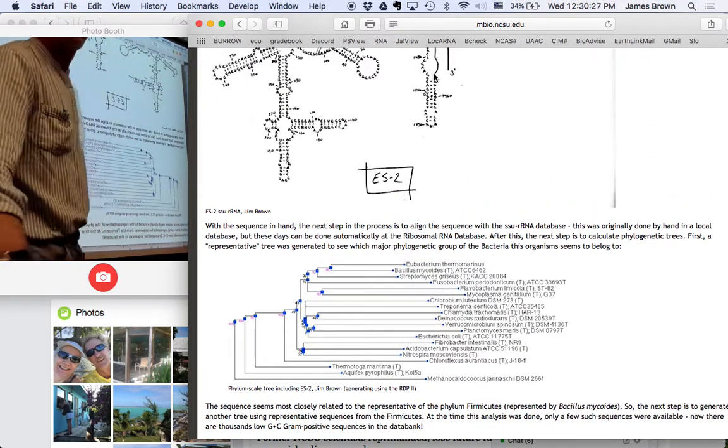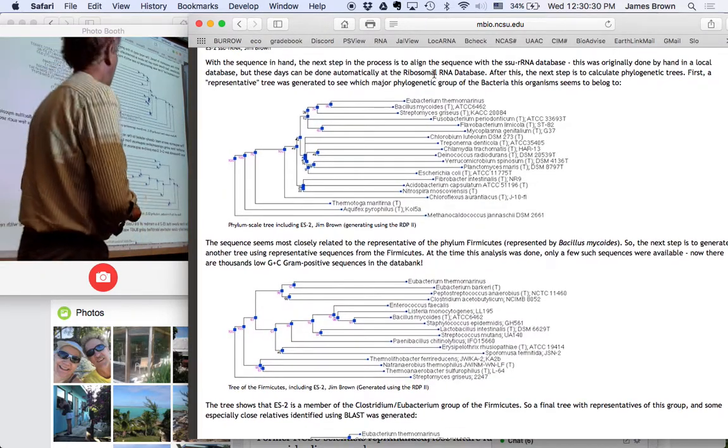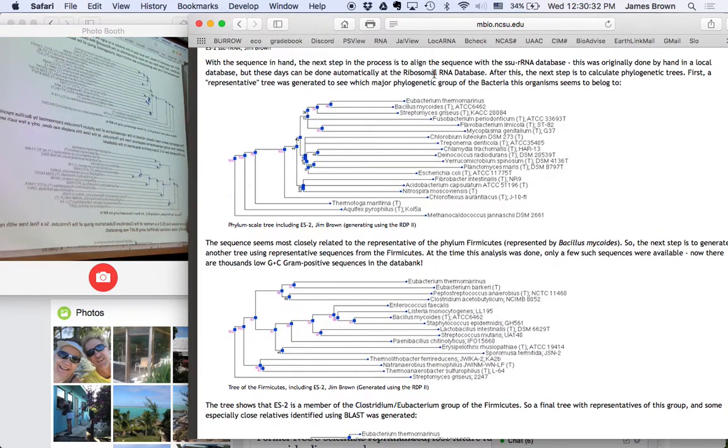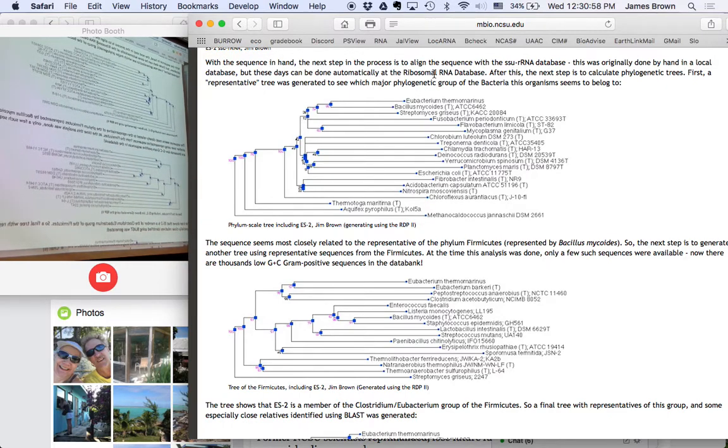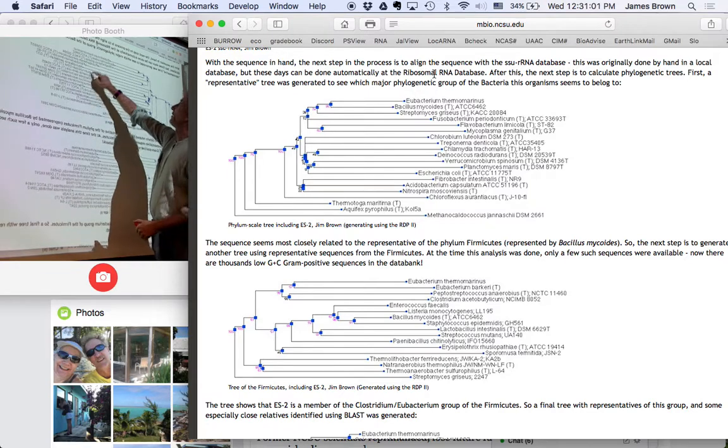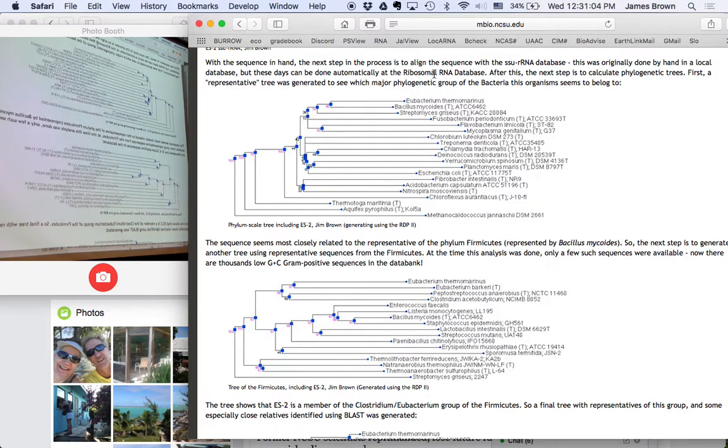So this sequence was put in alignment, and some trees were generated to find out where it is. And so it starts out with a preliminary sort of thing. So we took, at the time, there were only a couple of hundred ribosomal sequences of bacteria available. And so we took a representative from each of the major phylogenetic groups of bacteria, included this ES2 sequence to see where it fell. And so here's an outgroup, Methanocaldococcus jannaschii. At the time, it would have been Methanococcus jannaschii. They changed the name. And then here's one representative from each of the major phylogenetic groups of bacteria.